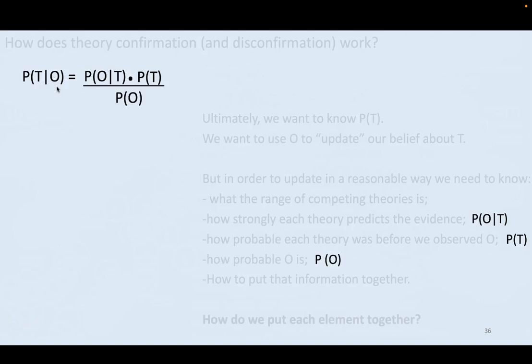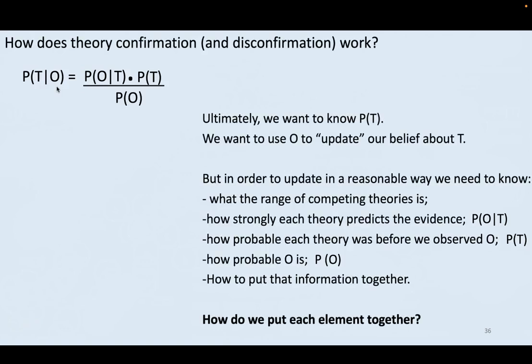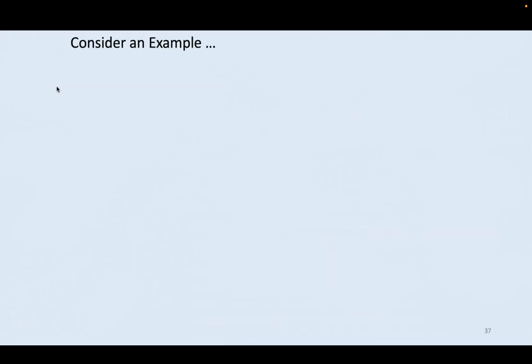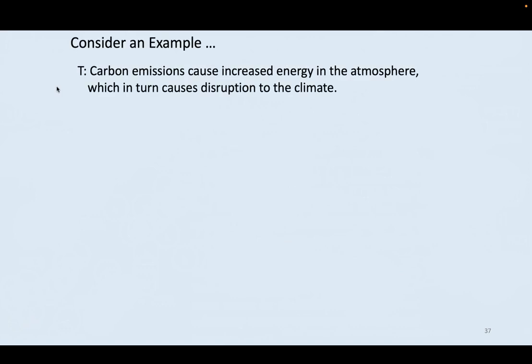Now let's look at the Messier case. So here's the Messier case. Let the theory be that carbon emissions cause increased energy in the atmosphere, which in turn causes climate disruption. The question is, how do we assign a starting point? How do you assign that prior probability for this theory?